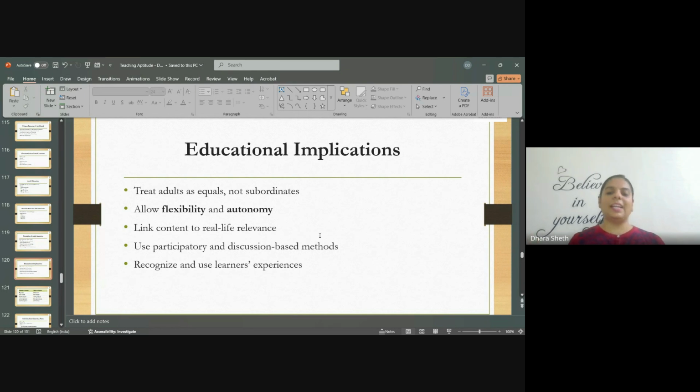Link content to real life relevance. Like, I'm trying to share stories from real life or probably from our classroom life. Use participatory and discussion-based methods and recognize and use learners' experience.